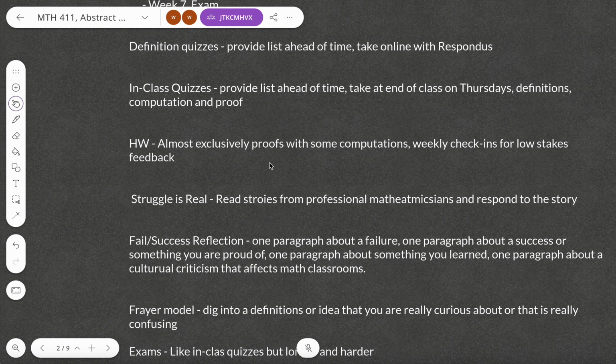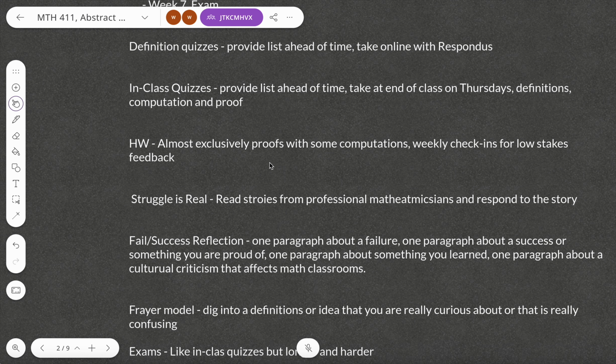Definition quizzes. Maybe let's dive into a few details. Again, I provide the list ahead of time, and you take it online whenever you feel ready. In-class quizzes, I provide a list ahead of time, and then I just choose some questions from that list. In the quizzes there's going to be some definitions, some computations, and some proofs. Homework is almost exclusively proofs with some computations. Again, I have those weekly check-ins for low-stakes feedback.